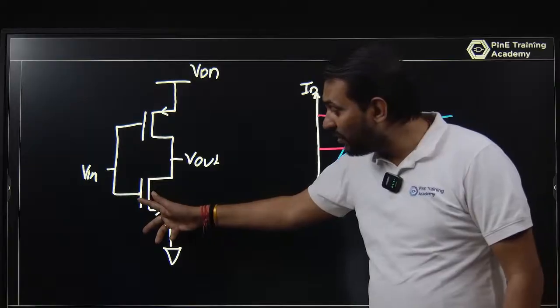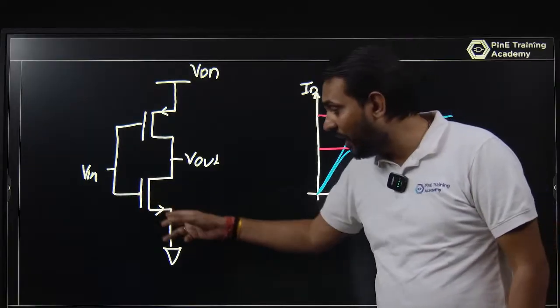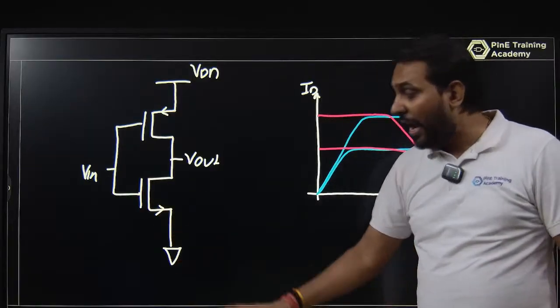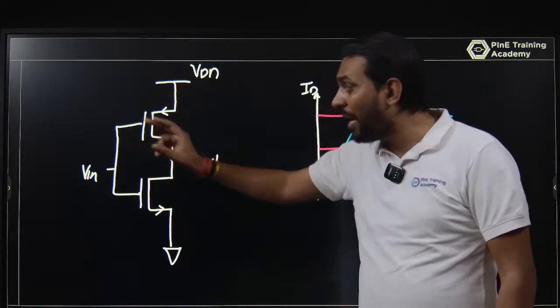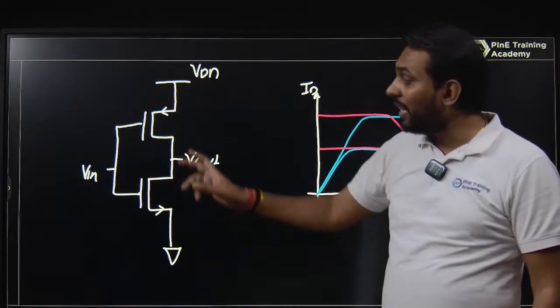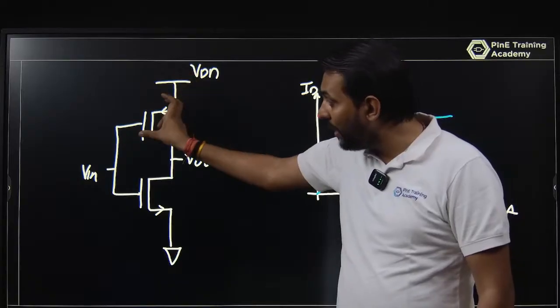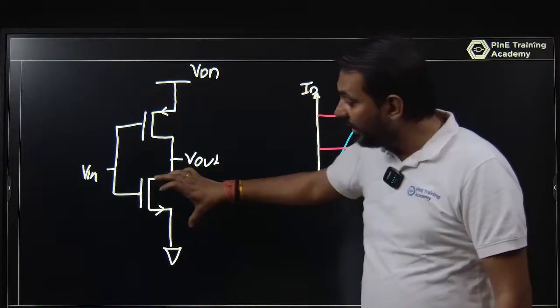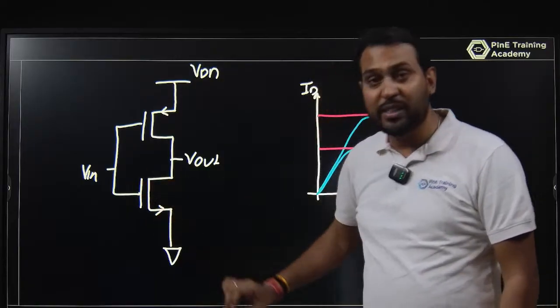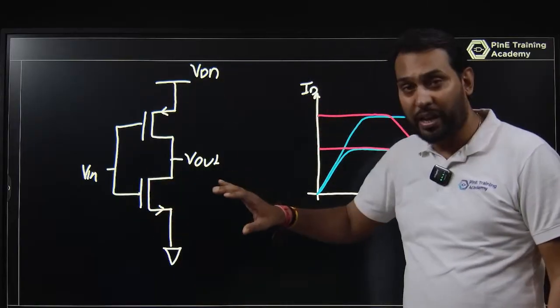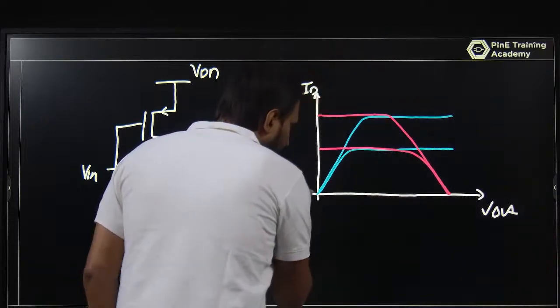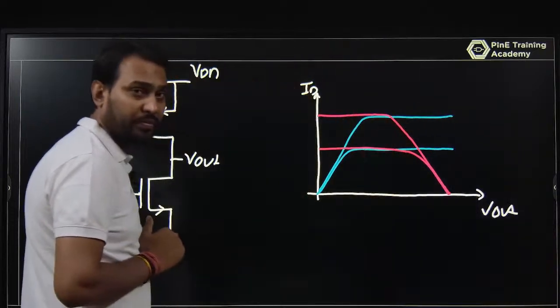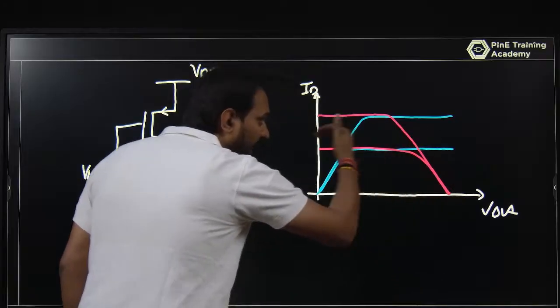VGS for the NMOS is Vin minus 0, and VSG for the PMOS is VDD minus Vin. So basically they are perfectly matched. For the PMOS it is VDD minus Vin as VSG, and for the NMOS it is Vin minus 0. It is working perfectly. For the NMOS the graph is like this, and for the PMOS the graph is like this.